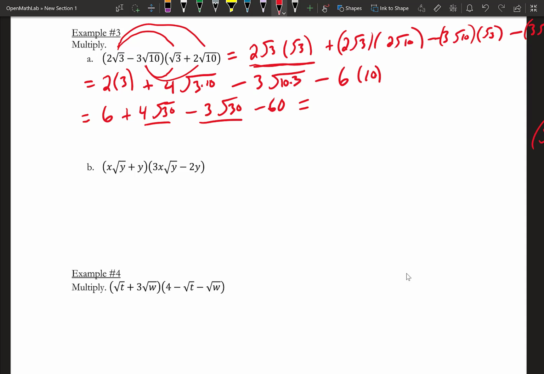So this would be just radical 30, right? Because 4 minus 3 is 1, so it'd be 1 radical 30. And then we would have minus, and then 6 minus 60 is negative 54, right? So we get radical 30 minus 54 for that one.